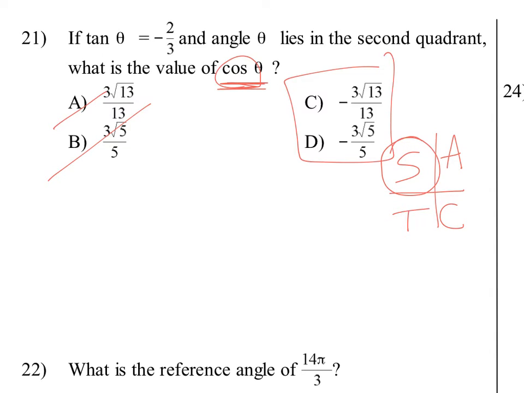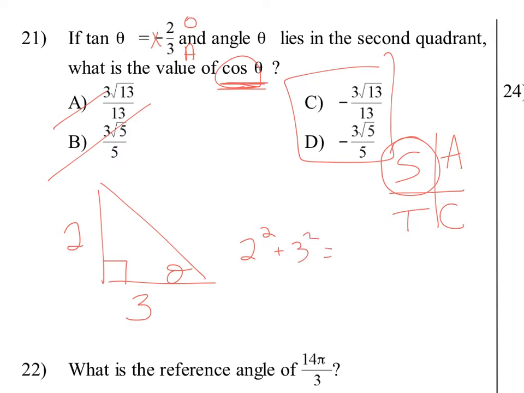Okay. Tangent is 2 over 3. Remember, tangent is opposite over adjacent. Now we dealt with the sign already. We don't have to worry that it's negative. That only deals with what quadrant we're in. So if this is theta, tangent is opposite over adjacent. So Pythagorean Theorem, 2 squared plus 3 squared equals the hypotenuse squared. So 4 plus 9 is 13. Square root, so the hypotenuse is radical 13.